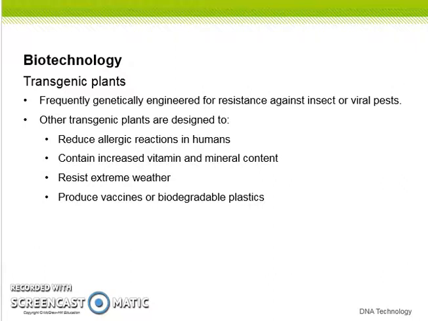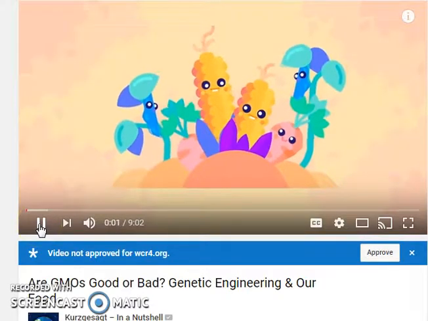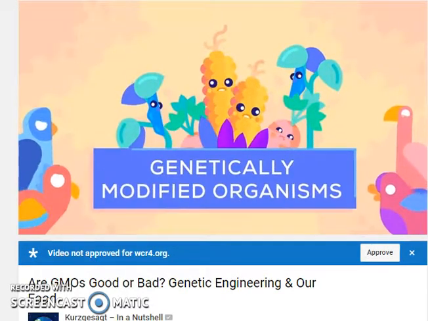Transgenic plants are frequently genetically engineered for resistance against insects or viral pests. Other plants are designed to reduce allergic reactions in humans, contain increased vitamin and mineral content so you can consume less and get more nourishment, resist extreme weather, and produce vaccines as well as biodegradable plastics. Transgenic bacteria produce insulin and growth hormones, slow the formation of ice on crops, clean up oil spills, and decompose garbage. GMOs are one of the most controversial areas of science.